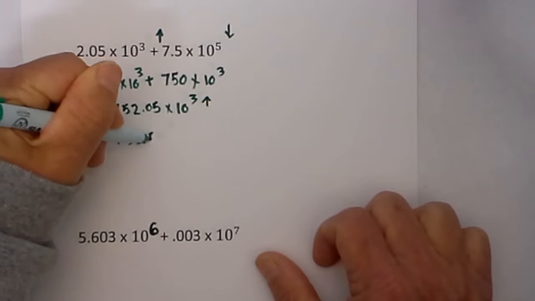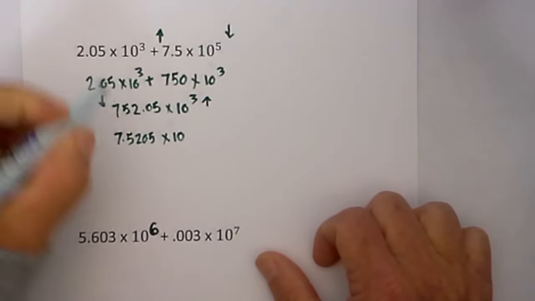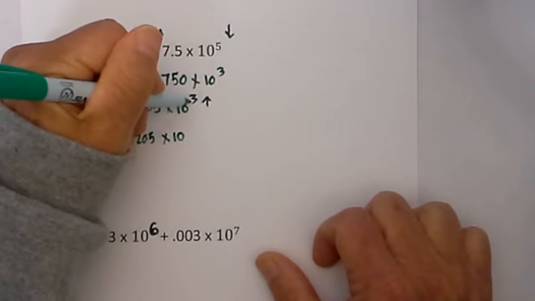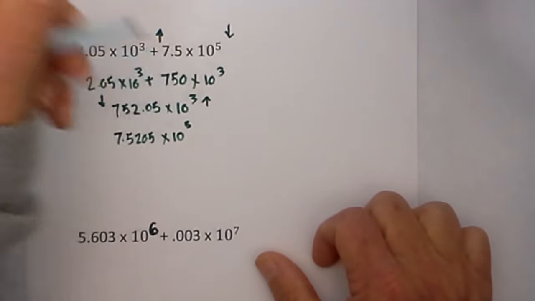7.5205 times 10, and I need to move it 2 places. 3 plus 2 equals 10 to the 5th.